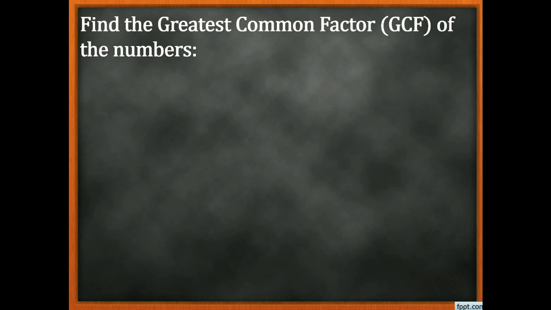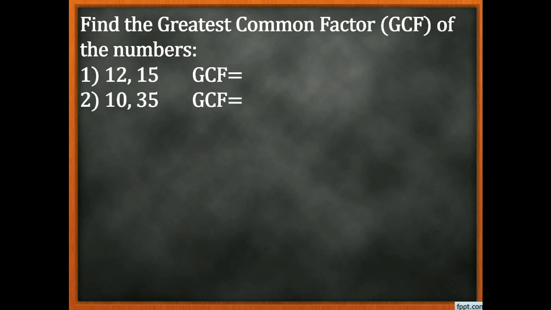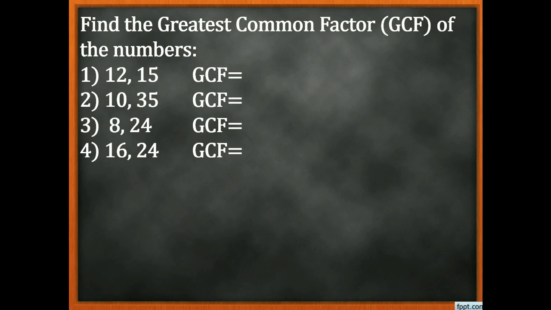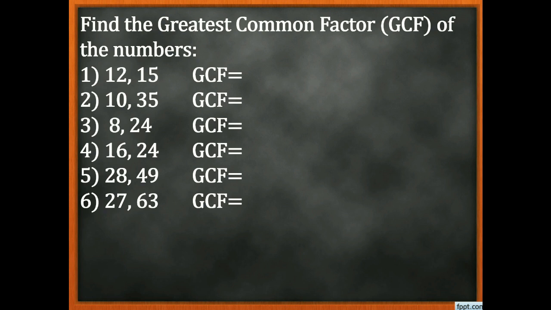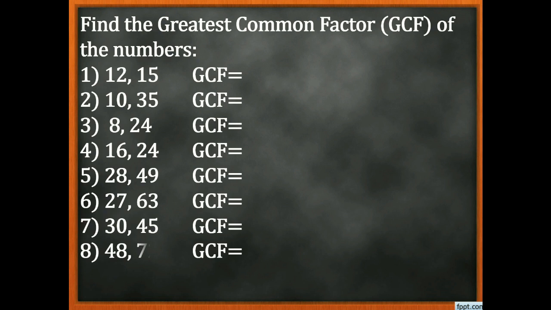Let us have a short drill on how to get the GCF of each number. Number 1, 12 and 15. Number 2, 10 and 35. Number 3, 8 and 24. Number 4, 16 and 24. Number 5, 28 and 49. Number 6, 27 and 63. Number 7, 30 and 45. And number 8, 48 and 72.